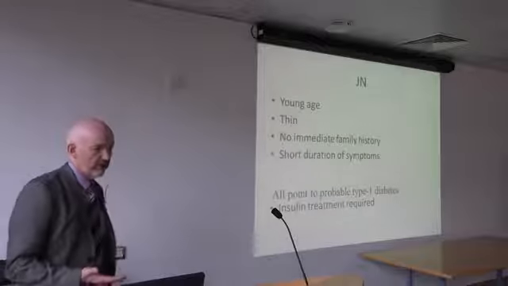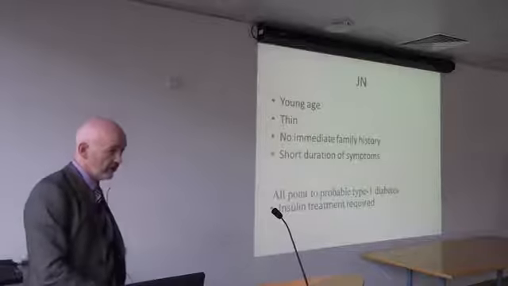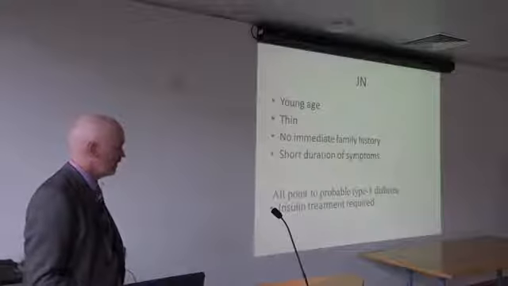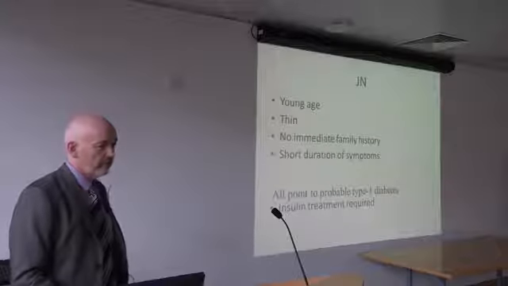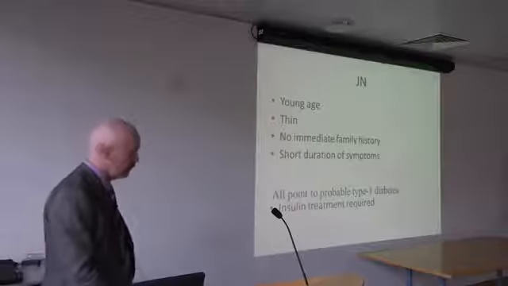So this man presented at a young age. He was thin. He had no immediate family history, although he did have a cousin who had type 1 diabetes by the sounds of it. And he had a short duration of symptoms. So all of these pointed to probable type 1 diabetes, and this young man was started on insulin and thankfully has done quite well.